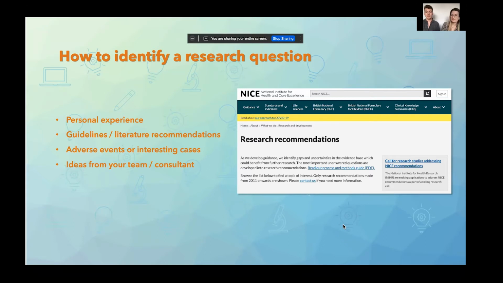And then there are also ideas from your team or your consultant, whoever you're working with at the time, whatever field, whatever ward, whatever clinical setting. Like Philippa just said to you, they will have bugbears, things that they know don't work quite right, and they're a great resource for looking for things. They'll always be looking for people to help, and that's where you can step in and offer your assistance.